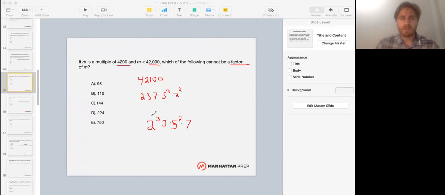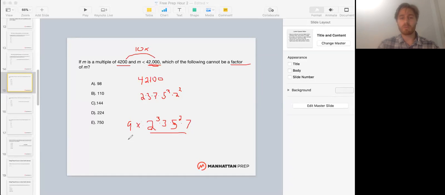Okay. So I know that I have a number m that's a multiple of this. It's either this number, because this number is a multiple of itself, or it's 2 times that, 3 times that, 4 times that, 5 times that, up to, it's got to be less than 42,000. Well, 42,000 is 10 times 4,200. So whatever number m is, it's either 2 times this, 3 times this, 4 times this, 5 times this, 7 times this, but it's not more than 9 times this. 9 times this number is as big as we can get.